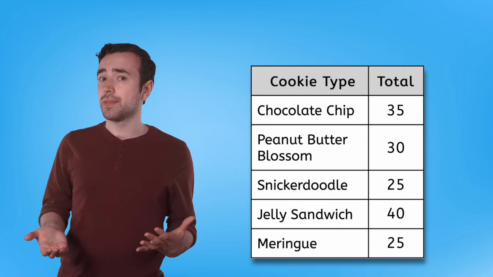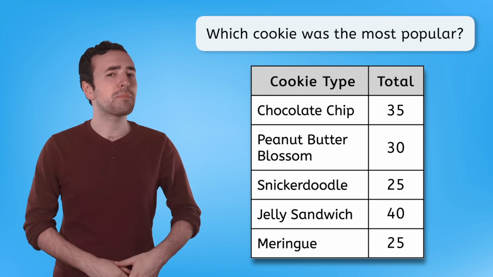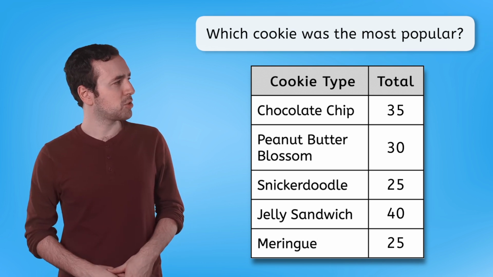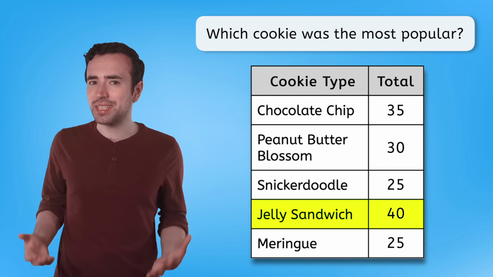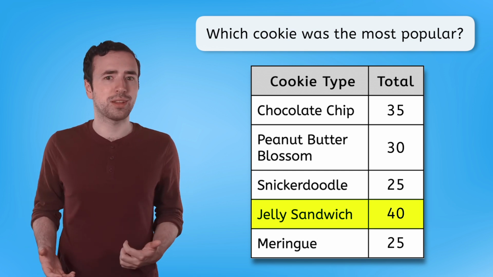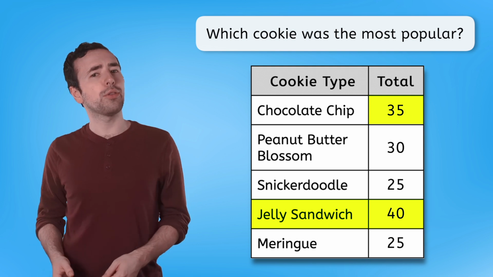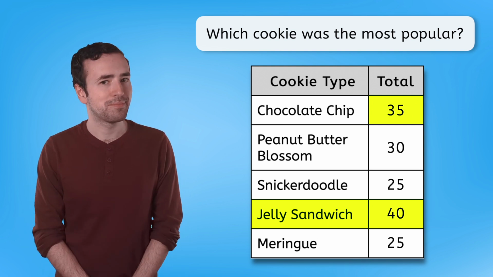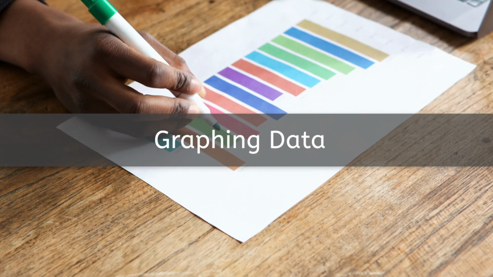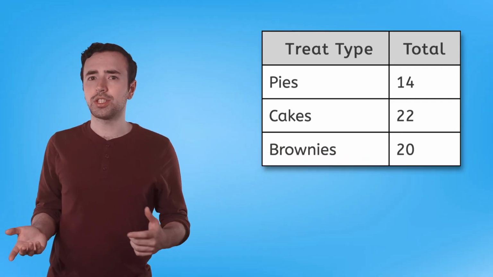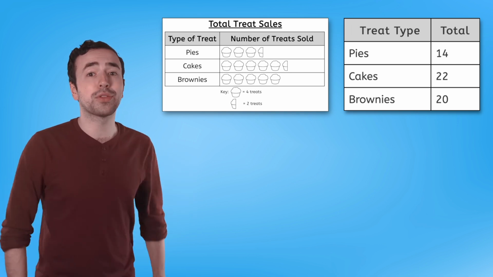So, based on the data, which cookie was the most popular? Interesting. The jelly sandwich cookies were the top seller, with chocolate chip cookies close behind them. Let's check out how the other treats did at the bake sale. I know we sold a lot of pies, cakes, and brownies, so let's check out the pictograph Mia made with all the data.